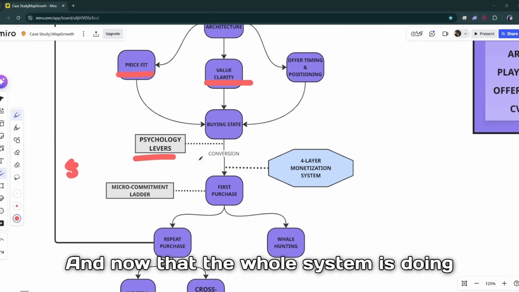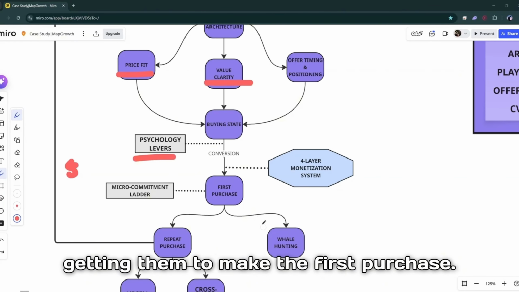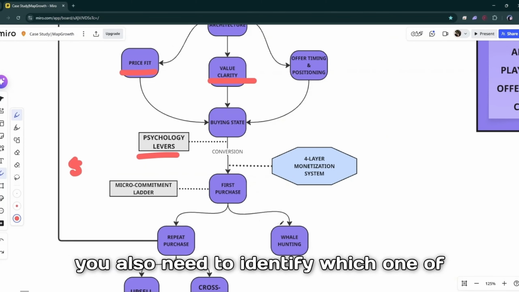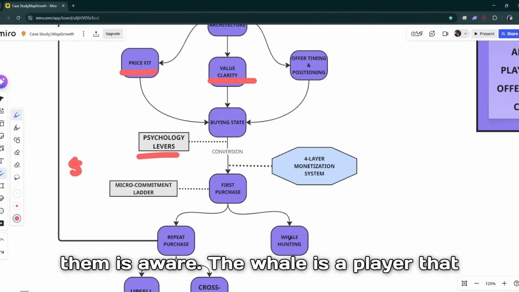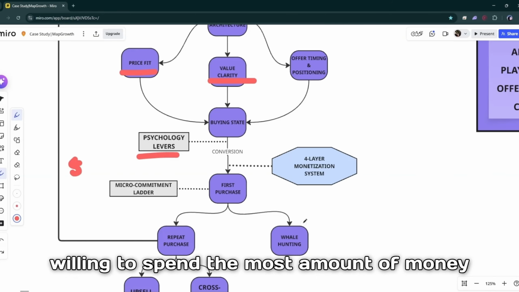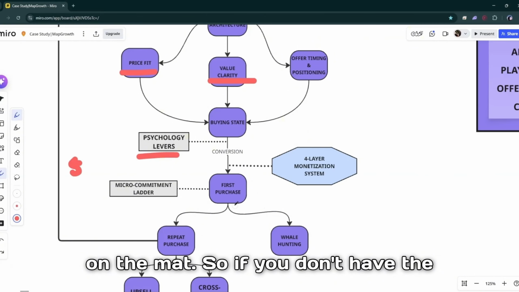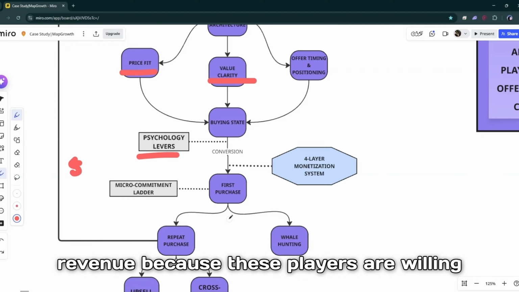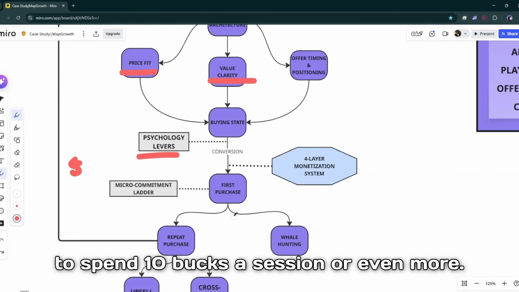Now that the whole system is doing the conversion for you, you're probably getting them to make the first purchase. After they made the first purchase, you also need to identify which one of them is a whale. The whale is a player that spends the most amount of money and is willing to spend the most amount of money on the map. So if you don't have the right systems in place to capture whales, you're probably losing out on 20% of the revenue, because these players are willing to spend 10 bucks a session or even more.